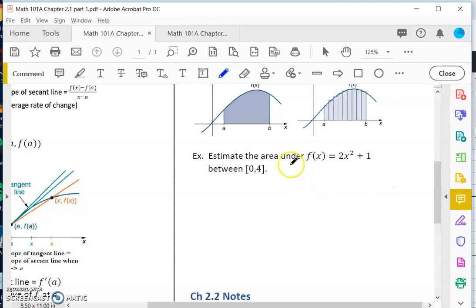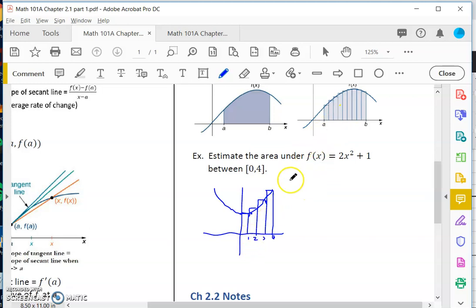Estimate the area under f of x equals 2x squared plus 1. So we'll graph 2x squared plus 1, a parabola, shifted up 1. So this is 1 here. And we want to find the area from 0 to 4. 1, 2, 3, 4. Like that. So these are not rectangles, but we will pretend that they are. We use the right-hand height as the height of the rectangle.